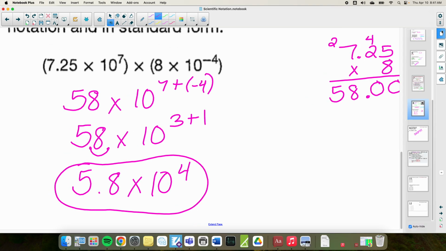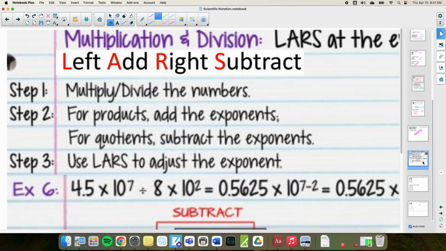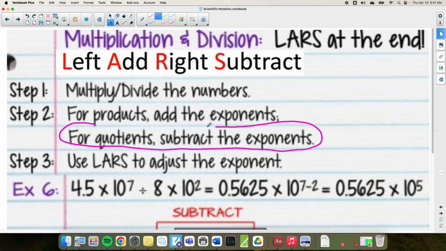Okay, now we're skipping this page, okay? And we're just gonna look at this one more time, because this time we're gonna be dividing the scientific notation numbers. So again, you're gonna have your two numbers, you're gonna divide them, and you're not gonna love that because you have to do long division to divide those because you don't have a calculator. Then, in this one, we're gonna be dealing with division. So instead of adding the exponents, we're gonna subtract the exponents.